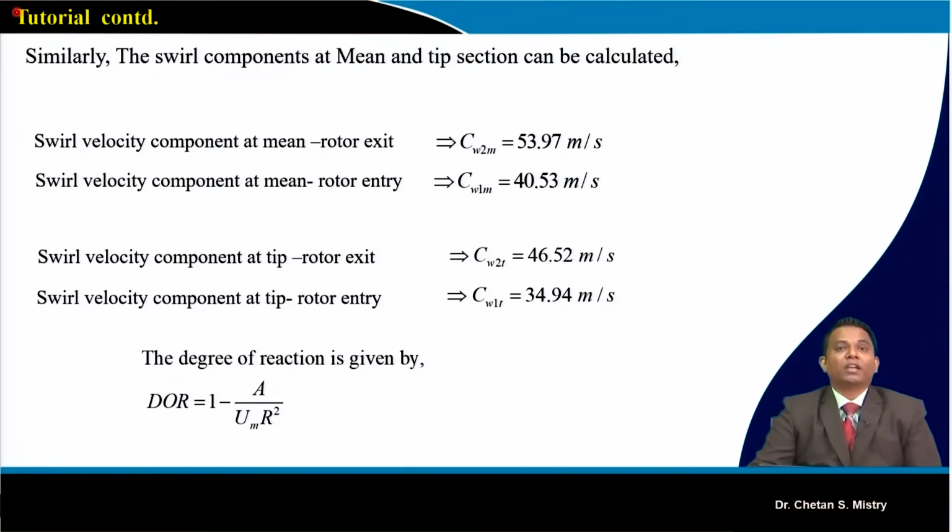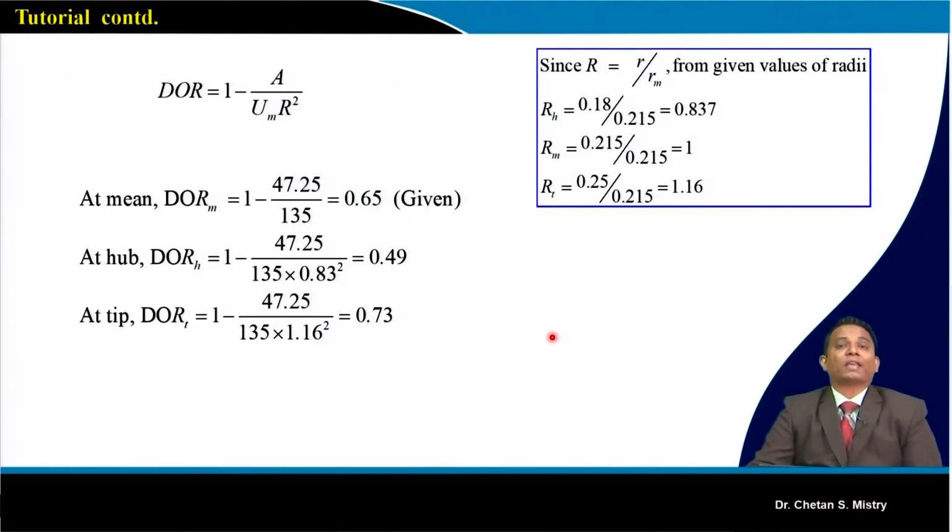Now in line with that we can do our calculation at the mean section, and at the tip section. So our swirl velocity component at the mid station is coming 53.97 meter per second, and at the entry it is 40.53 meter per second. In the same way at the tip it is coming 46.52, and at the entry it is 34.94.